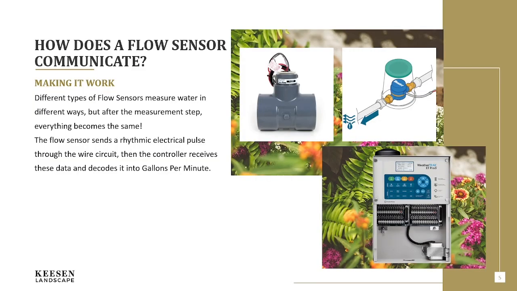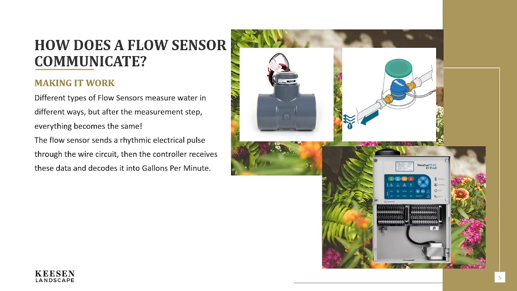Alright, let's break down what's happening behind the scenes once we install a flow sensor. Different types of flow sensors measure water in different ways. Some use turbines, some use ultrasonic signals, some use magnetic fields. But the good news? Once the sensor has taken its measurement, everything from that point forward works exactly the same.